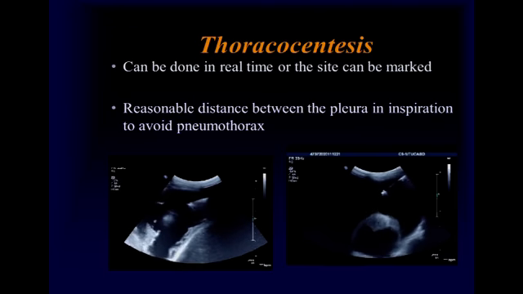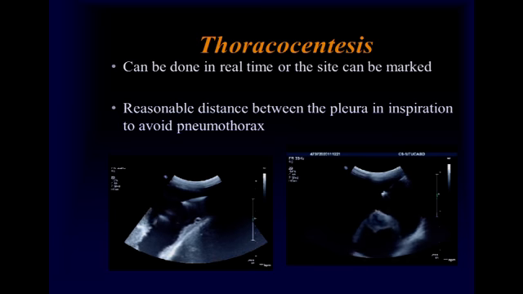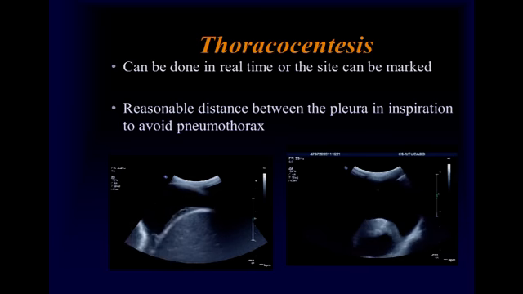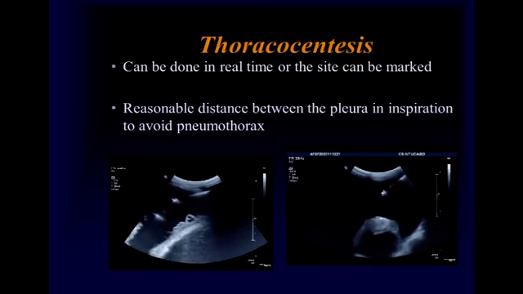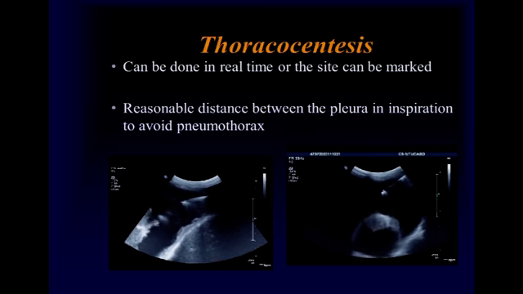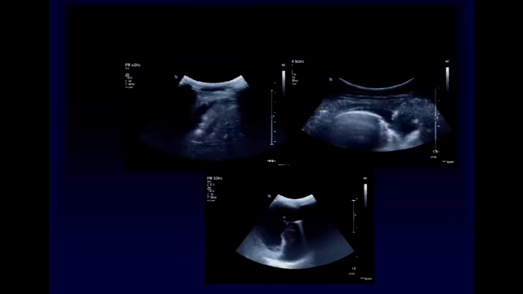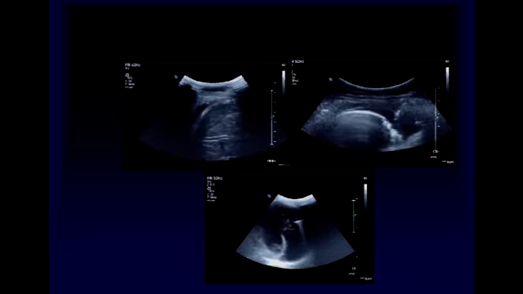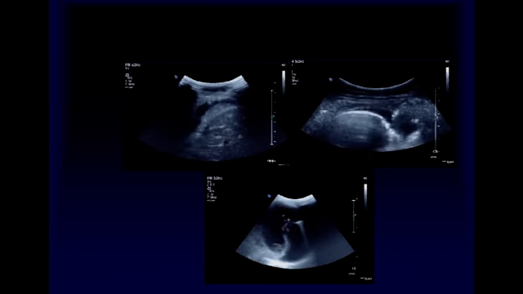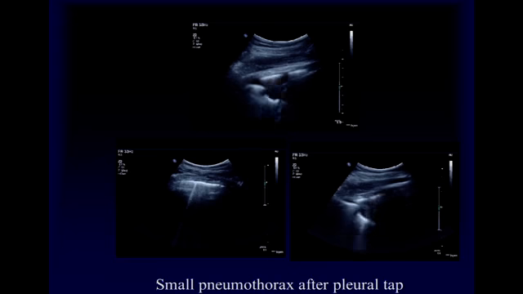So that's a pleural tapping which is being done under ultrasound guidance. We like to do pleural taps under ultrasound guidance throughout, in the sense we like to keep the needle under observation till we finish the procedure. One has to have a reasonable distance between the pleura in inspiration to avoid any pneumothorax. So these are small pleural effusions which would be very difficult to aspirate without ultrasound guidance, and once we have mastered the technique, this becomes very easy.